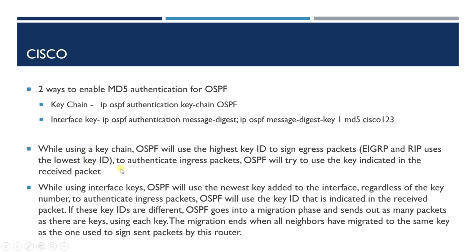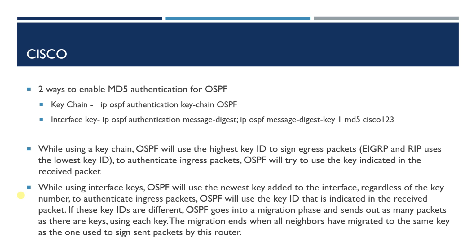When packets come in, to authenticate those ingress packets, OSPF will try to use the key indicated inside of that received packet. So for example, if OSPF is using key 3 to send out egress packets, and a hello packet comes in that has key 2, then OSPF will look it up in its keychain to see if it has a key 2 and if the MD5 digest matches. Okay.